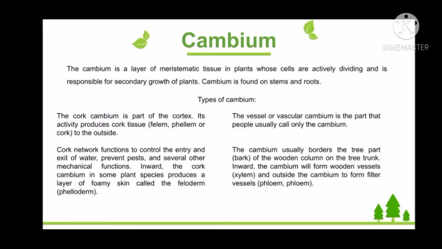The vessel or vascular cambium is the part that people usually mean when they say the cambium. The cambium usually borders the three-part or bulk of the wooden column on the tree trunk. Inward, the cambium will form wooden vessels or xylem, and outside the cambium forms filter vessels or phloem.